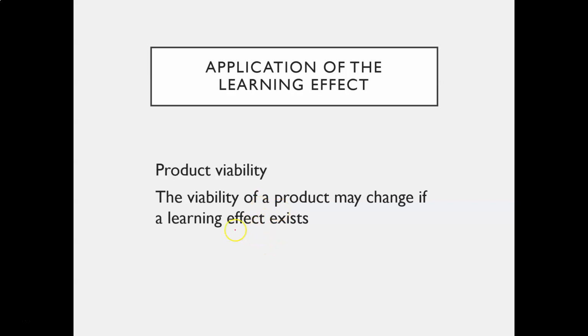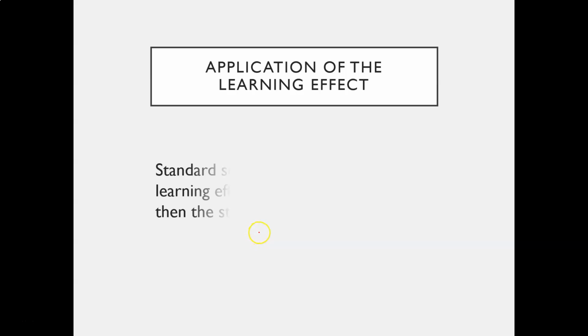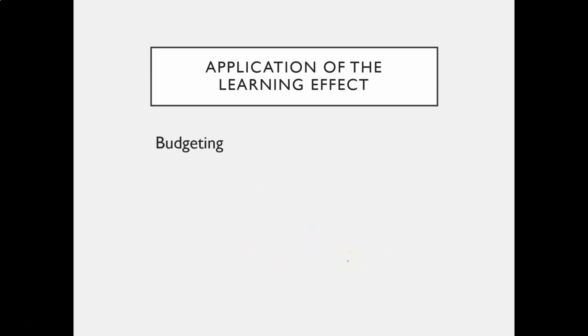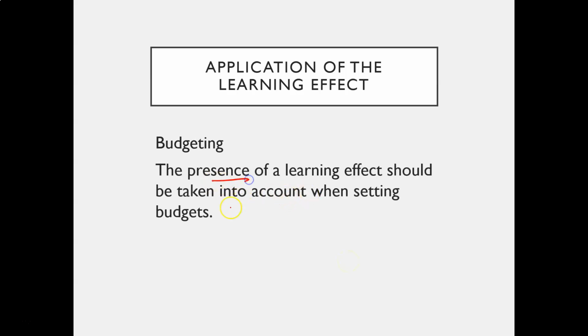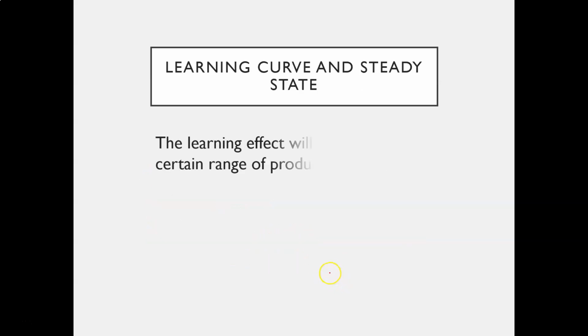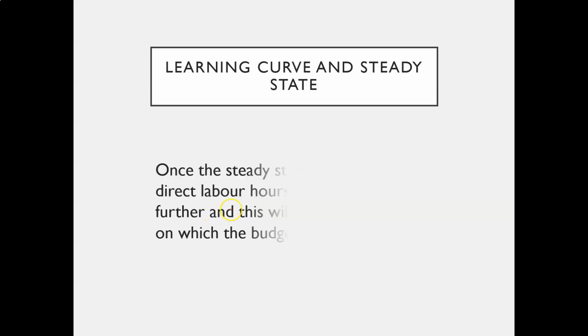We now know very clearly that our standard costs might need to be adjusted because that old-school knowledge that variable costs are fixed, the constant, is not quite true. Then you can apply the marginal costing concept and factor that into your budgeting. And of course, the labor budget may be reduced by the learning effect. The learning effect will only apply for a certain range, and after a certain time we get to a steady state.